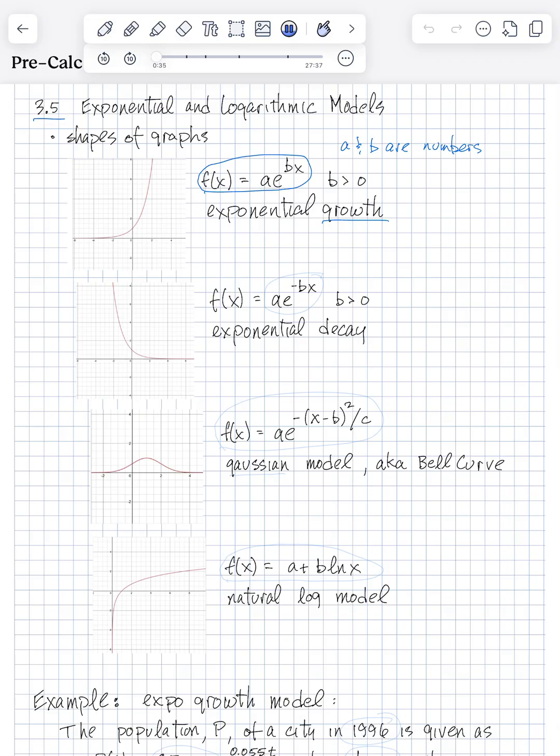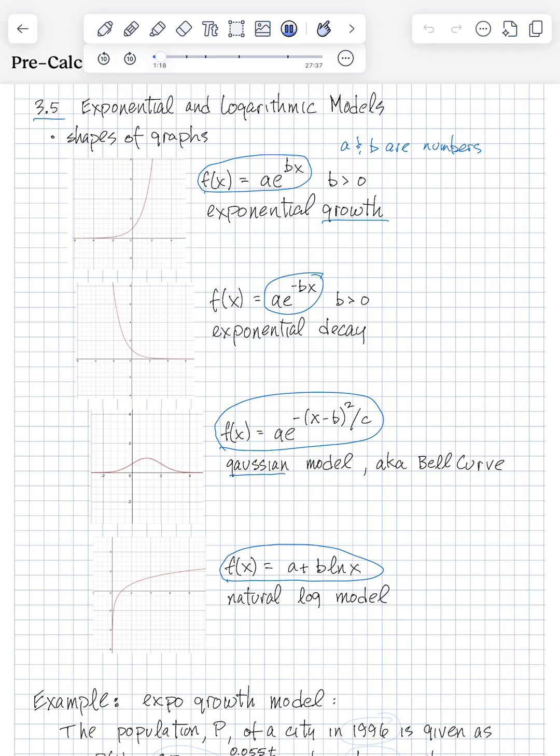Next one is exponential decay. It's f of x equals a e to the minus bx, and we still have b greater than 0, so that gives us a decay. Third one is a Gaussian model, also known as the bell curve. Here's the equation of a bell curve where a, b, and c are all numbers. And our last curve is a natural log, and the formula is a plus b log x.